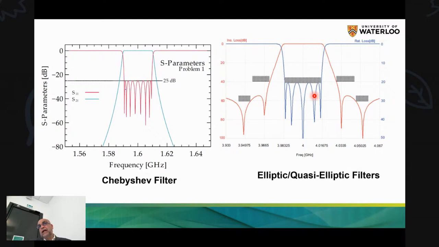But more or less, it's the same. It's just a different modeling technique. This modeling technique is a bit easier than the other one. Here, it's quite general, because once you get the modeling for the elliptic, of course, as a special case, you can get the traditional Chebyshev filters.